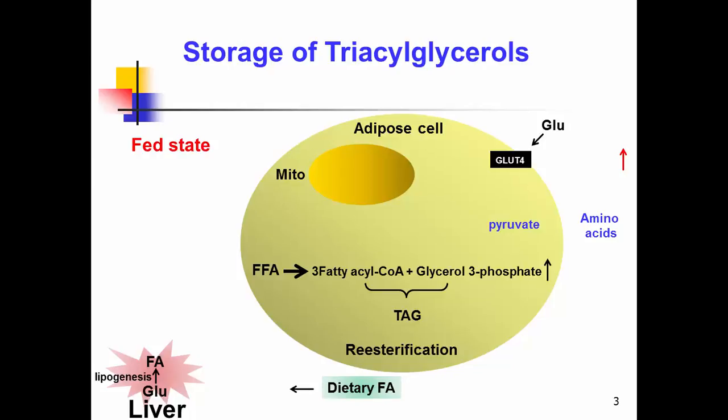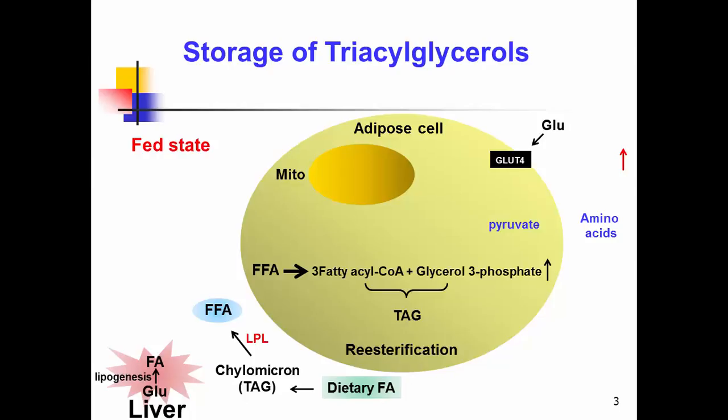So in the fed condition, when we eat food and we absorb dietary fatty acids, if you still remember, once the fatty acids enter the enterocytes they need to be re-esterified again into triglyceride. And the purpose of this is to help our body move lipids or fatty acids from the intestine to the adipose tissue for storage.